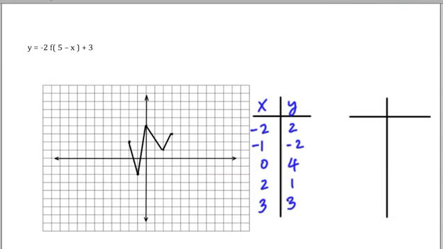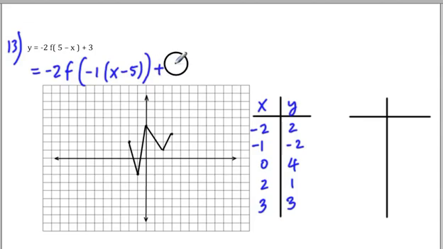Okay, so this one, I forget what number it is. I think that was number 13 or something. So again, this is not factored because we don't have the x as a positive. So what you're going to factor out is always the number in front of the x. So it's negative 1, and then it's going to be x minus 5. So negative 1 times x is negative x, and negative 1 times negative 5 is positive 5, plus 3. Okay? So this is the factored form.